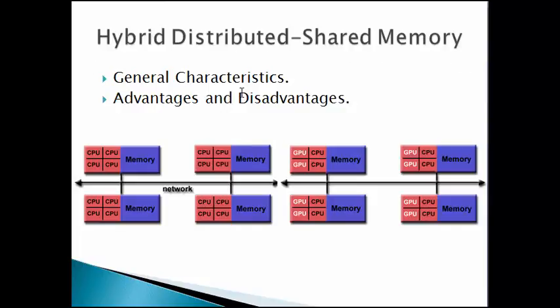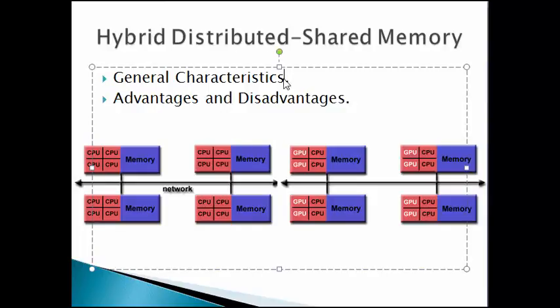General characteristics. 1. The largest and fastest computers in the world today employ both shared and distributed memory architectures. 2. The shared memory component can be a shared memory machine and/or graphics processing unit (GPU). 3. The distributed memory component is the networking of multiple shared memory/GPU machines, which know only about their own memory, not the memory on another machine. Therefore, network communications are required to move data from one machine to another.